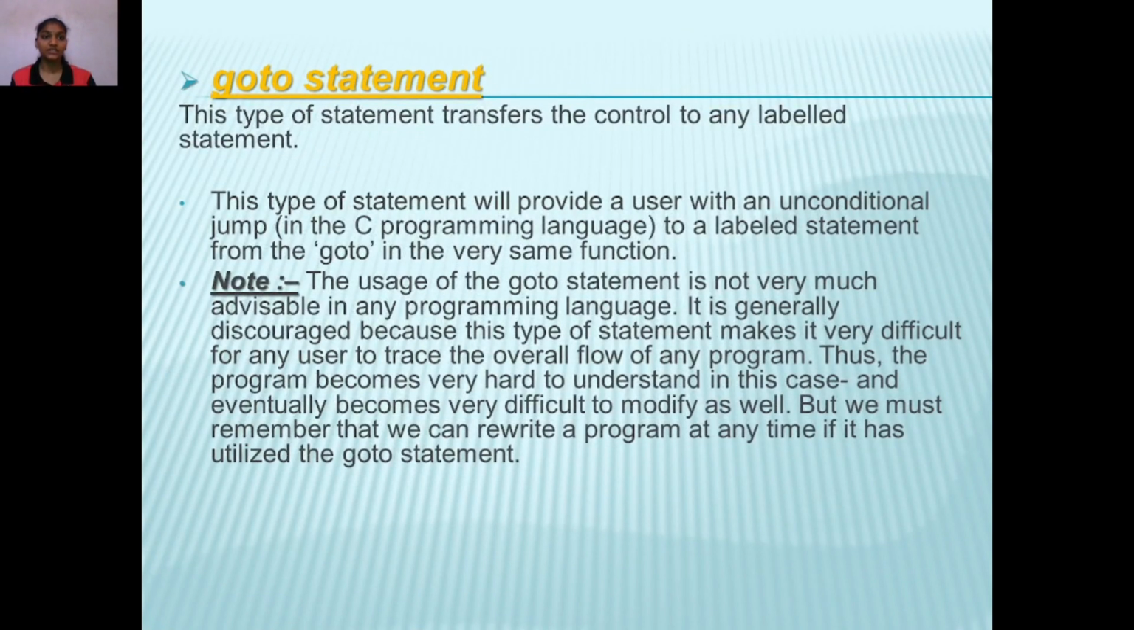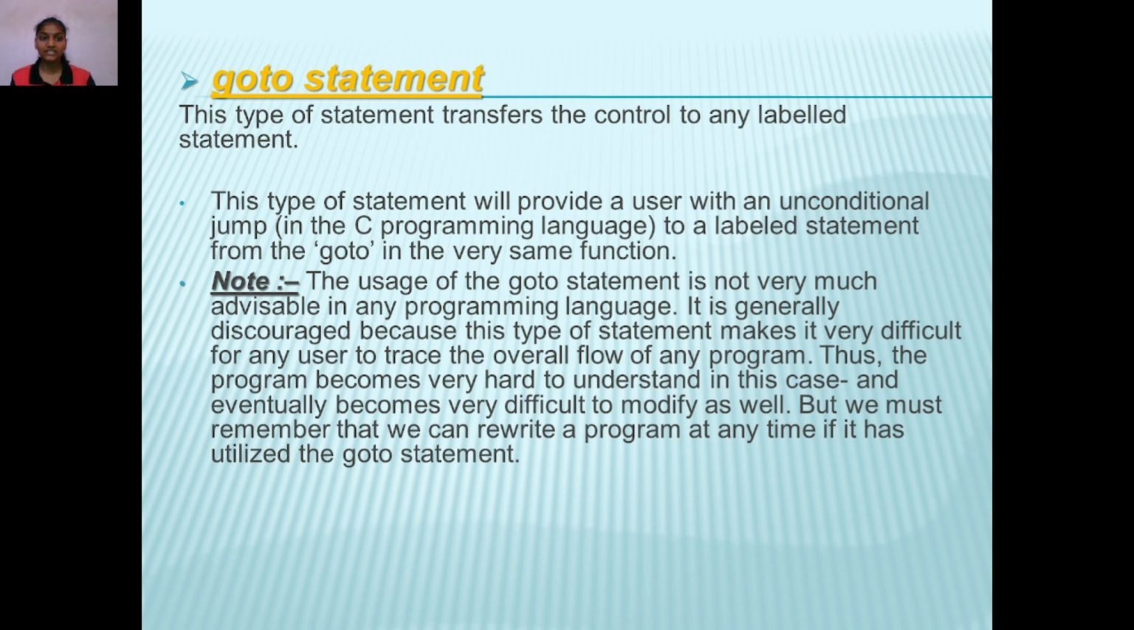Goto statement. This type of statement transfers the control to any labeled statement. This type of statement will provide a user with an unconditional jump in the C programming language to a labeled statement from the goto in the very same function. Note: the usage of the goto statement is not very much advisable in any programming language.